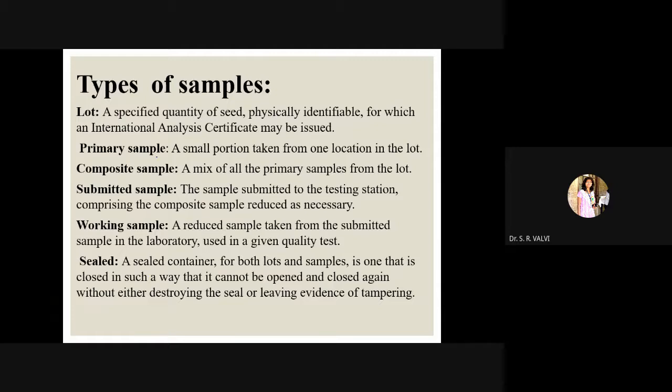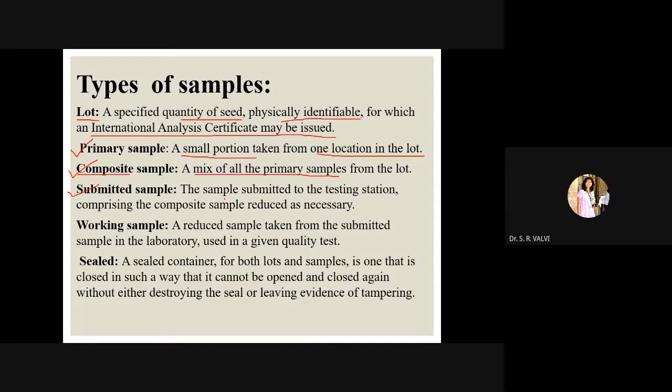Come to the next. Now, types of sample. Lot is a specified quantity of a seed, physically identifiable, for which an international analysis certificate may be issued. Now, primary sample: a small portion taken from one location in the lot. That is your primary sample. Now, composite. Composite means multiple, a mixture of the primary samples. We call it a composite sample.